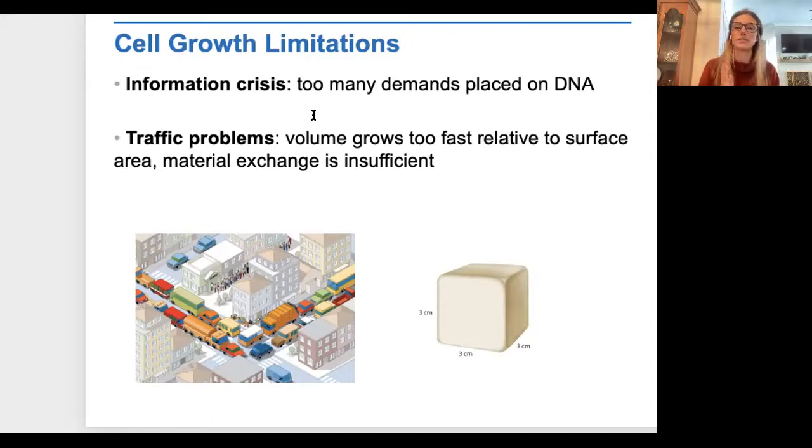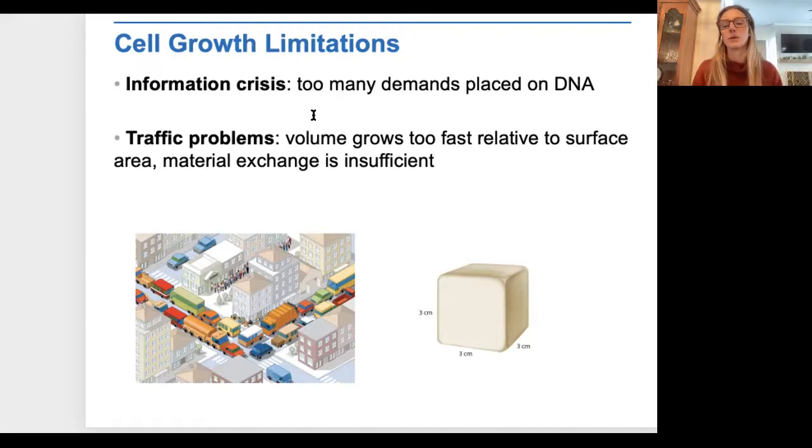And then you have this other limitation called traffic problems. Just like in a growing community, a growing town with lots more people coming into the population, you're going to have more and more traffic. So you're going to have traffic problems like your 5 o'clock daily rush.